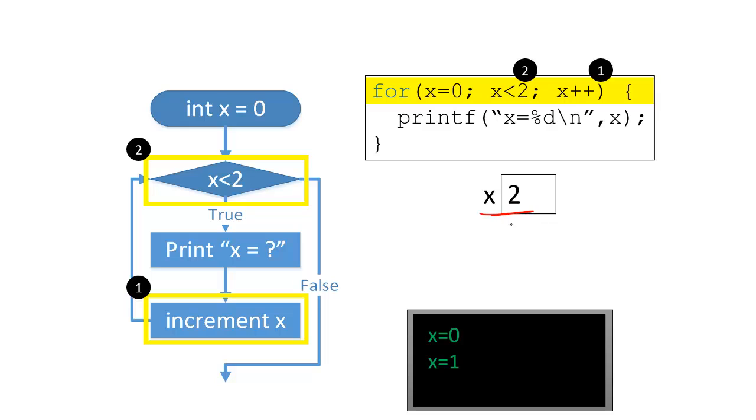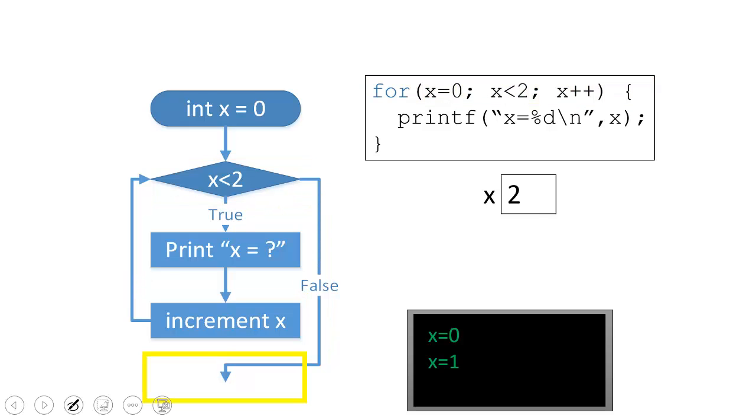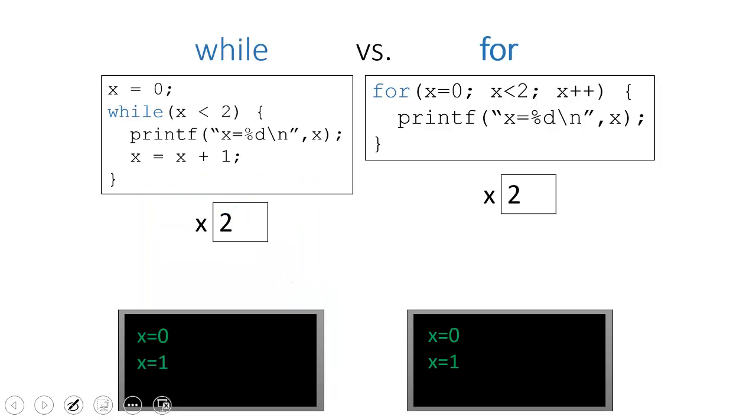So x is now equal to 2. Is 2 less than 2? No. So it's false. So we exit our for statement, and we move on to whatever statement is to be executed next. So as you've seen before, this while loop is exactly functionally equivalent. You've got your initialization, your condition, and your increment.